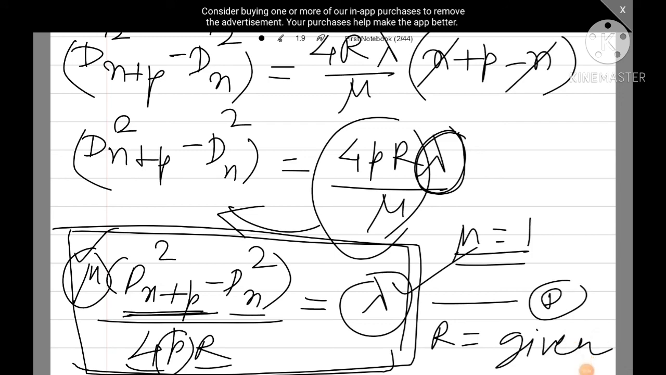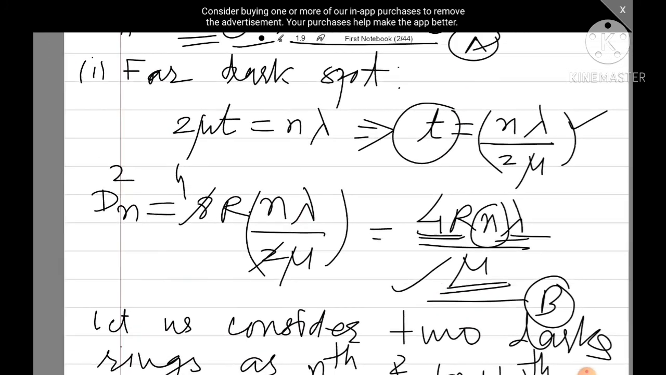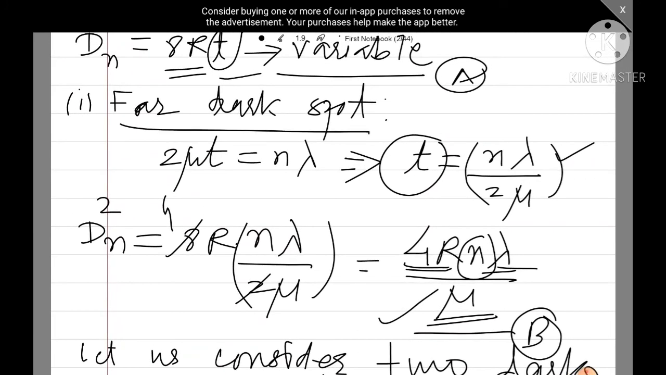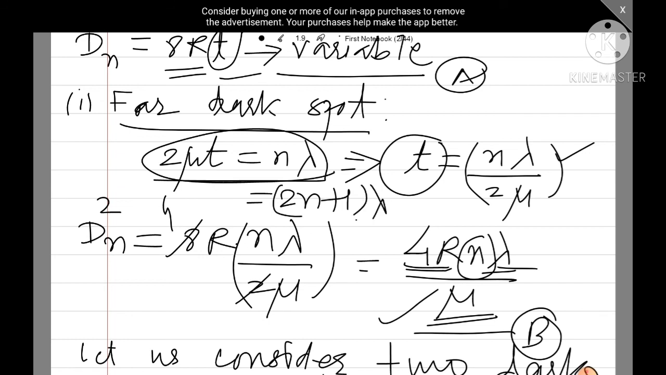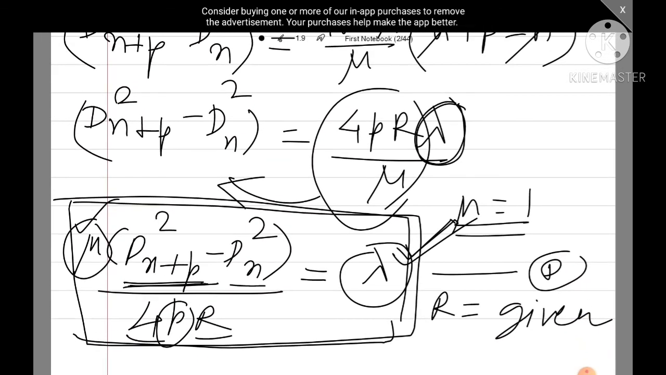And obviously the same formula we can find in case of bright fringe. Means in case of bright fringe, we have to apply this condition: 2 mu t should be equals to 2n plus 1 lambda by 2. So by considering this and solving, we can find the formula to determine the wavelength in case of bright fringe. So in this way, Newton's ring experiment has been completed.